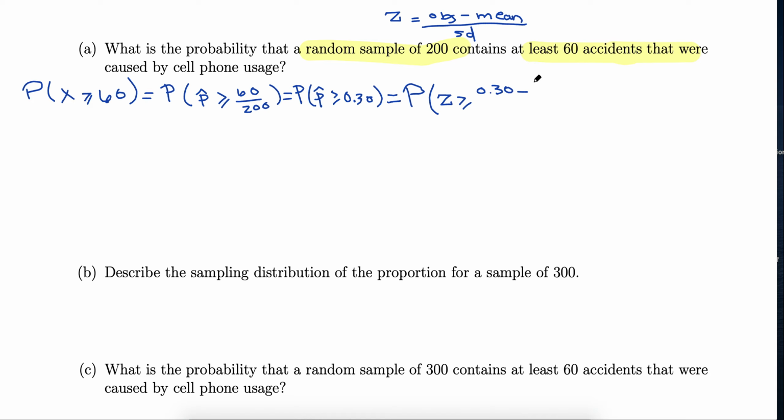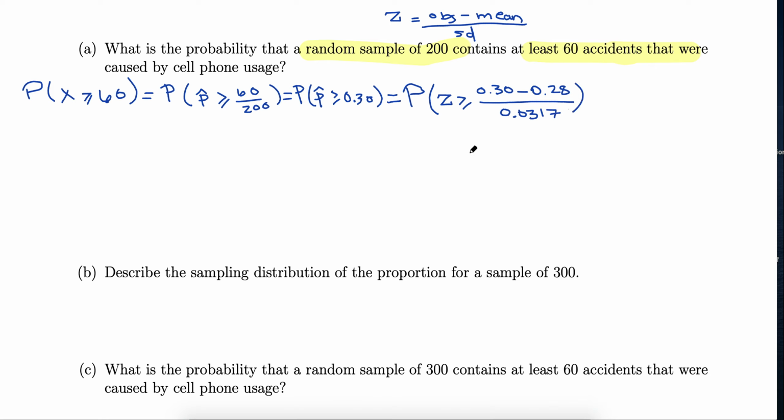What's the mean of the proportions? What was the center of that bell curve? If you flip back to the previous page, we said that was 0.28. And then what's the variability? What's the standard deviation? How much do these p-hats vary by? And we had that on the previous page as well. The standard error of p-hats, or the variability, was 0.0317.